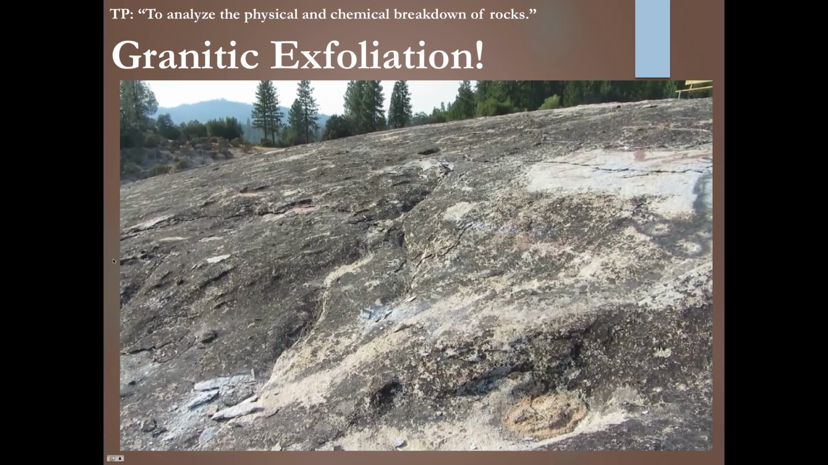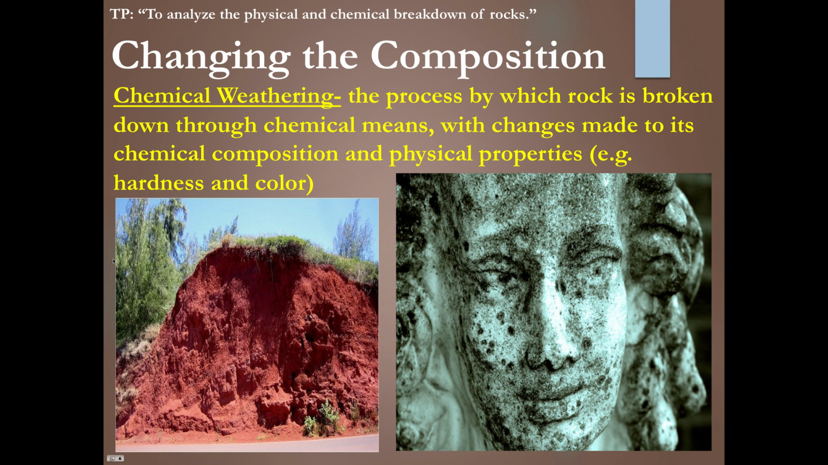Alright, so that's a great example of exfoliation. Let's get into chemical weathering. This is the process by which rock is broken down through chemical means, with changes made to its chemical composition and physical properties. For example, changing its hardness, maybe becoming softer, and color.